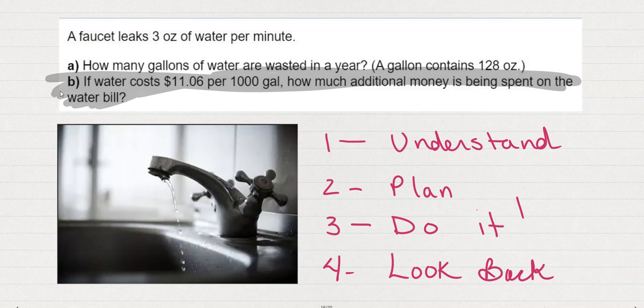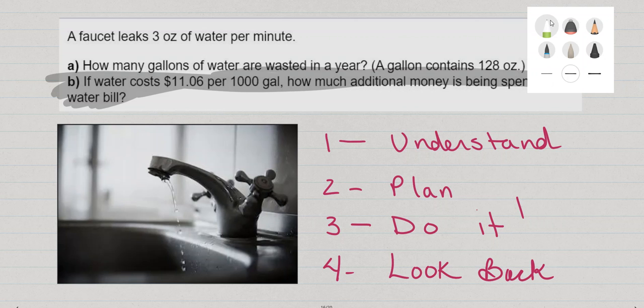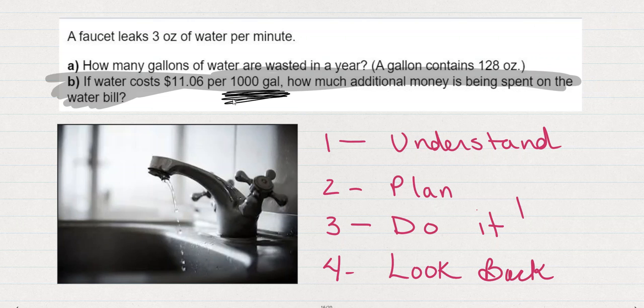So if you had a question like this part B without the A, you'd want to notice for yourself that the first step is going to be converting these ounces per minute into gallons a year. And the reason I would know that is because if water is being priced per gallon, and we're talking about a year, how much money is being spent on the water bill? It's kind of assumed from part A that it's in a year. Then we recognize that we need to change the ounces into gallons per year.